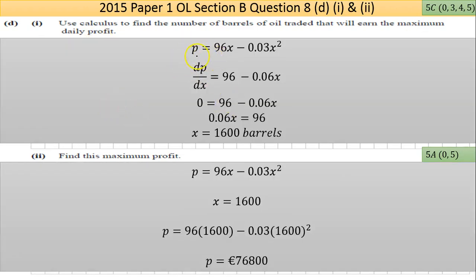So what I've done here is I've taken my original equation that describes the profit based on the number of barrels produced. I want to find out the change in profit based on the number of barrels produced. So that's what differentiation does. Ultimately, I'm trying to find an equation to describe the slope at any point. So I'm differentiating p with respect to x, so you write dp/dx to show that what follows has been differentiated.